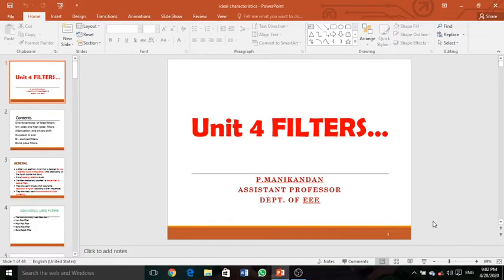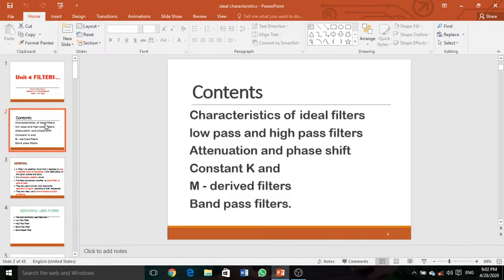Dear students, today we are going to discuss filters, a continuation of unit 4. In the last video, we discussed up to the constant K filters. Today we are going to discuss the remaining topic, that is the M derived filters.